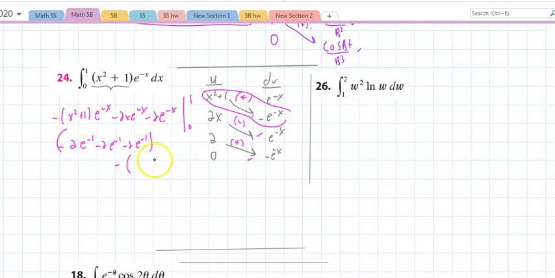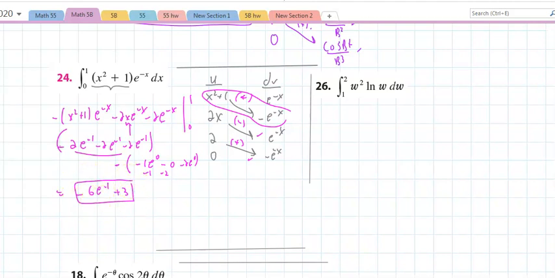If you put 0 in, that's going to be a negative 1 e to the 0 minus, if you put a 0 there, that's going to be 0, minus 2 e to the 0, so that's going to be negative 6 e to the negative 1, and this is a negative 1 minus 2, that's negative 3 times a negative is plus 3.